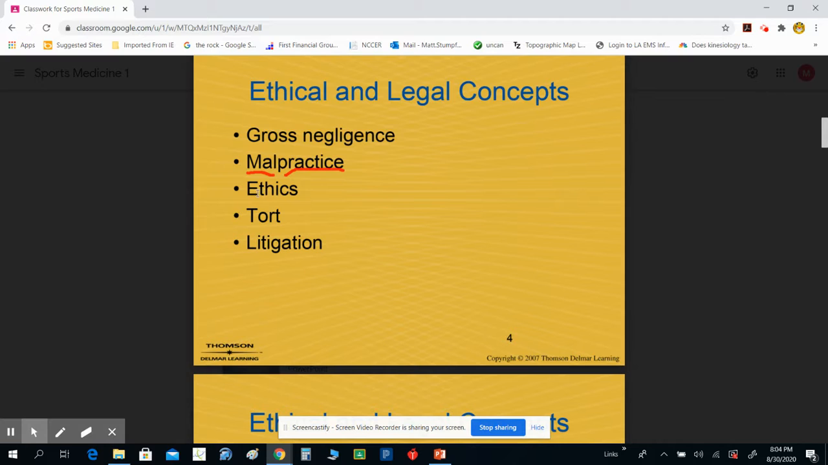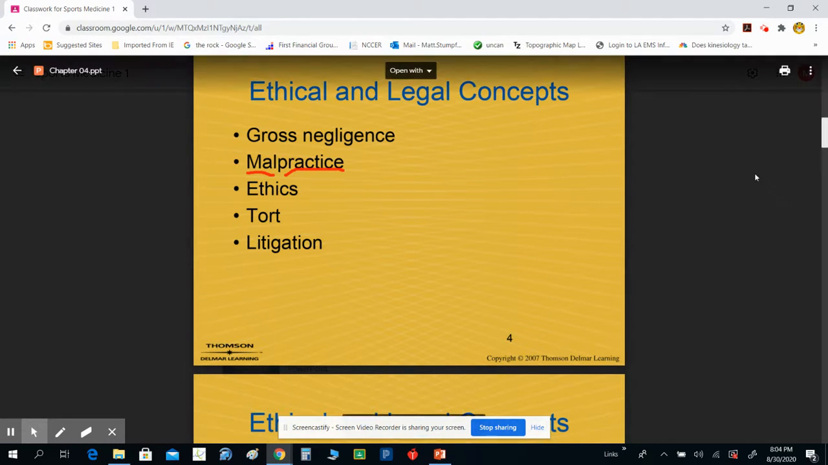But ethics is what is good, right, and proper. And it's not always what's legal. Sometimes it's what's legal, sometimes it's not. A tort is a legal wrongdoing. You hit somebody with a club, that's a tort. And litigation is fighting things out in a law firm or in a court of law.